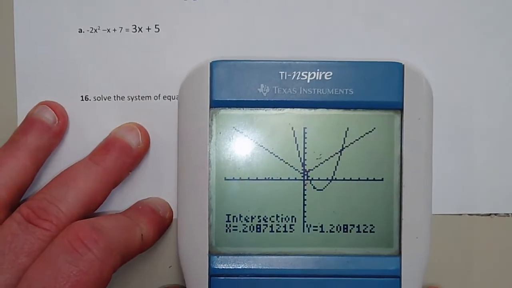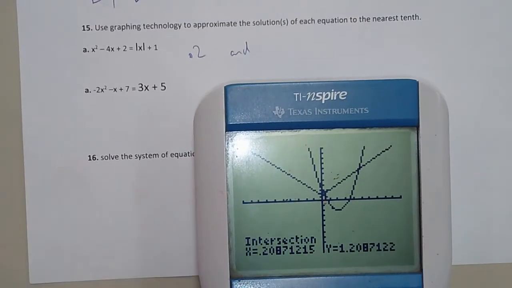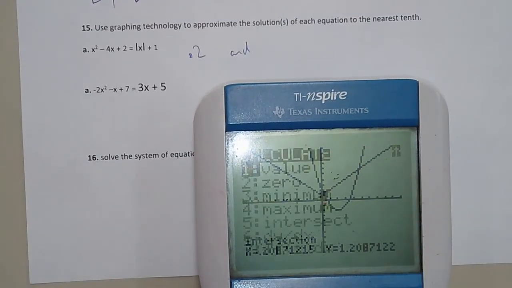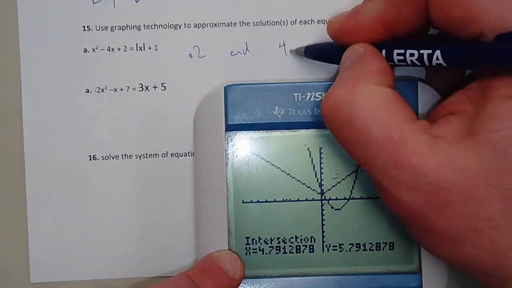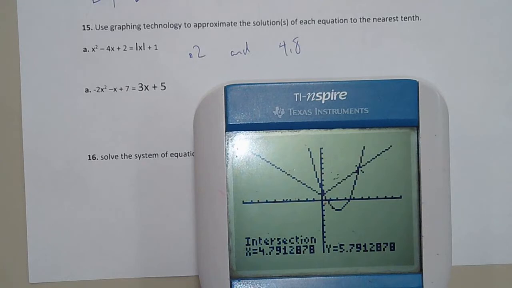And then the other solution, you can't see that. The other solution is going to be the one over here. Same process, just move your cursor on over and press enter 3 times. 1, 2, 3. And it'll say about 4.8. So that's it. Those are going to be our 2 solutions.